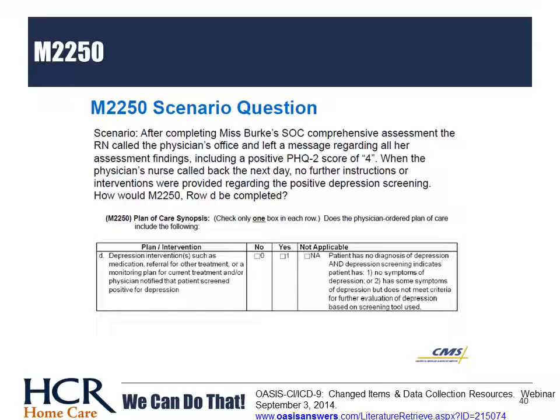Okay, so to solidify that content, let's go through a case scenario. After completing Ms. Burke's Start of Care Comprehensive Assessment, the RN called the physician's office and left a message regarding all her assessment findings, including a positive PHQ-2 score of 4. When the physician's nurse called back the next day, no further instructions or interventions were provided regarding the positive depression screening. How would M2250 row D be completed? Think about your response before moving on to the next slide.